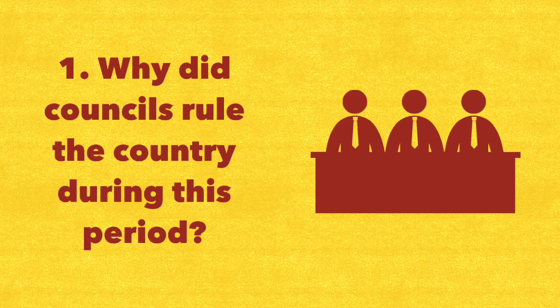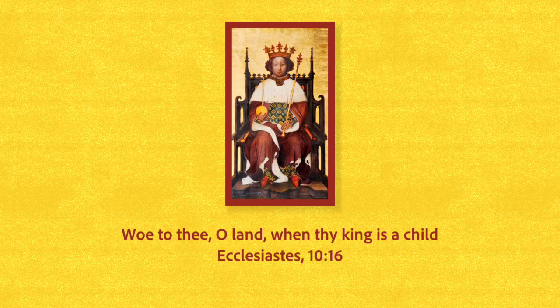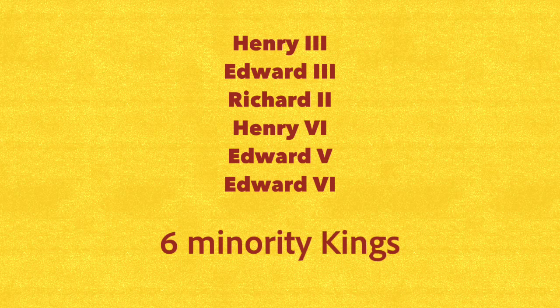So firstly, we need to look at the reasons why the councils actually ruled the country between this period. The answer is quite an obvious one. Richard was only 10 years old when he came to the throne, and therefore he was required to rule as a minor. Richard II is one of 6 kings to succeed the throne at a minority age.